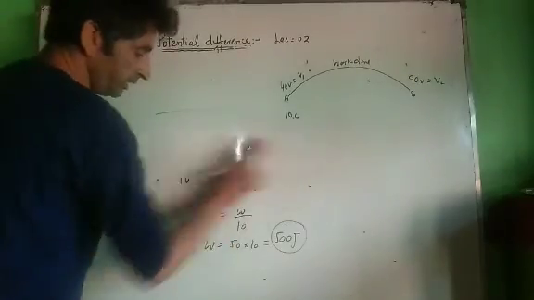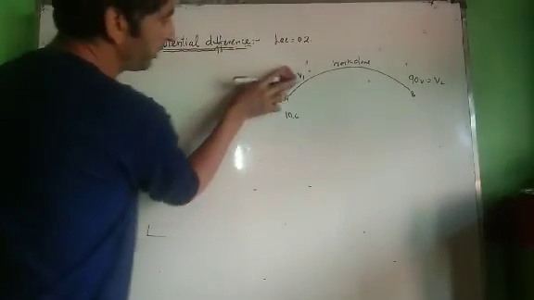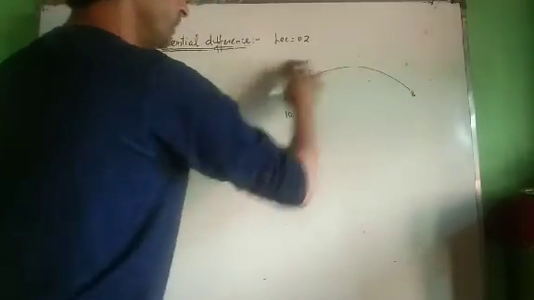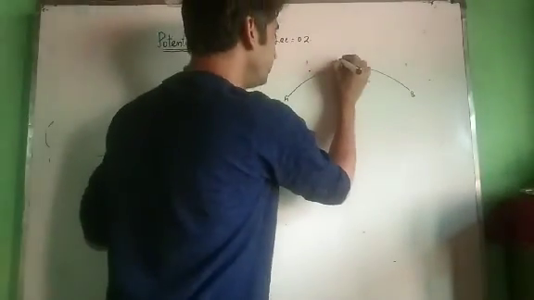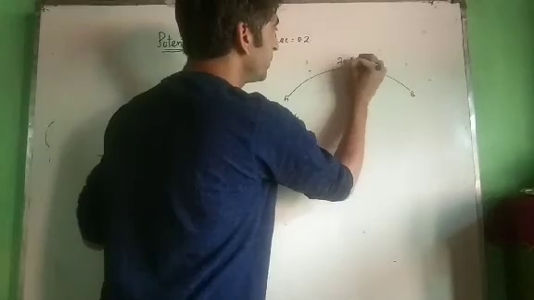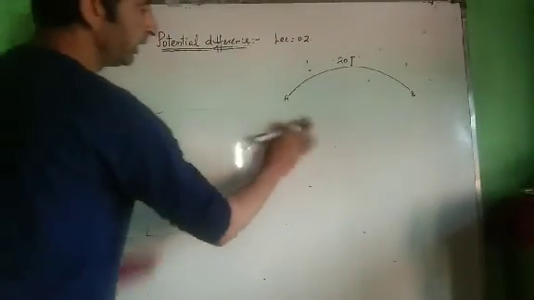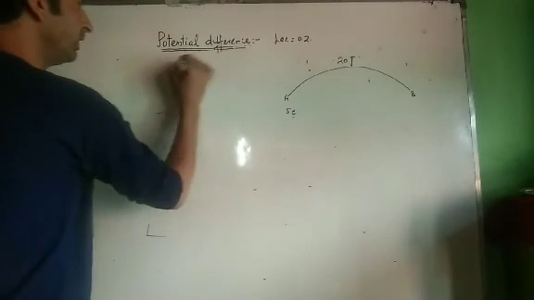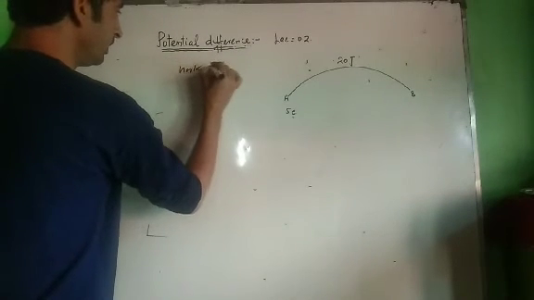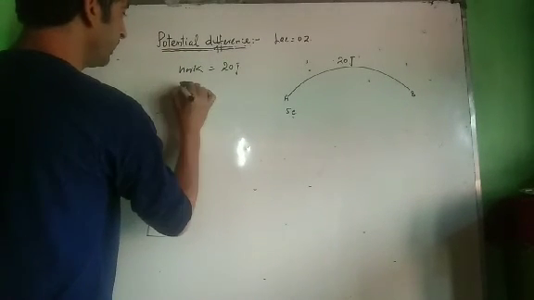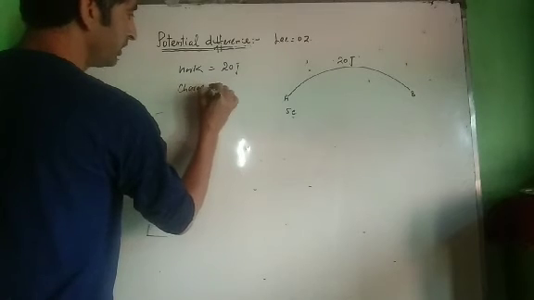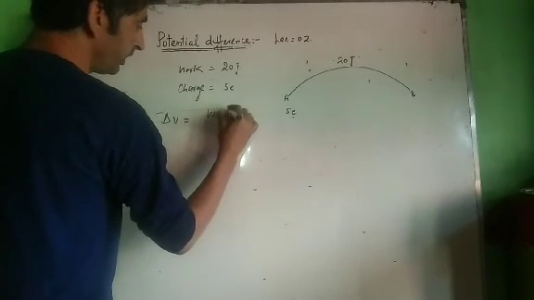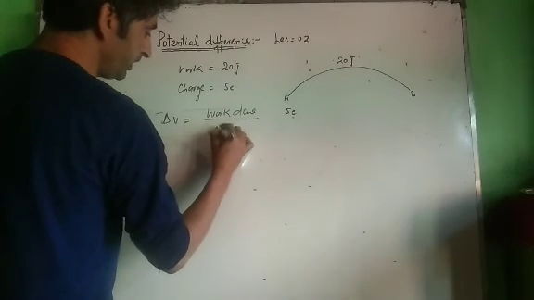Determine potential difference when 20 joules of work is done in moving 5 coulombs of charge from A to B. Now what is given? We are given work is equal to 20 joules and we are given charge is equal to 5 coulombs. Therefore we have to determine del V is equal to work done divided by charge.